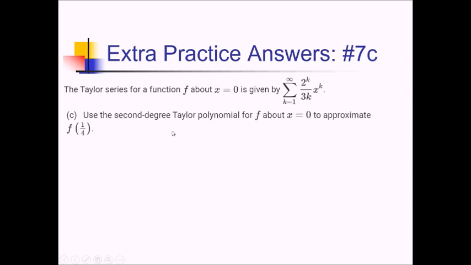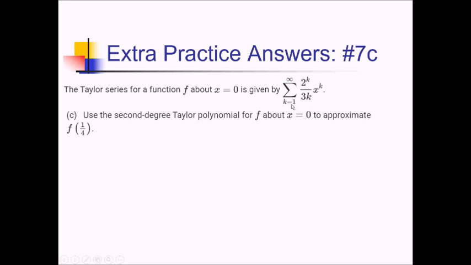For this part, they want us to use the second degree Taylor polynomial for f about 0 to approximate f of 1/4. So it might be helpful to write out the second degree Taylor polynomial before we try to use it to approximate anything. To get the second degree polynomial, I have to plug up to k equals 2 into this formula here. And they told us we have to start with k equals 1.